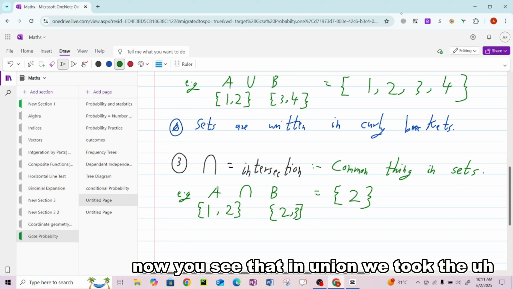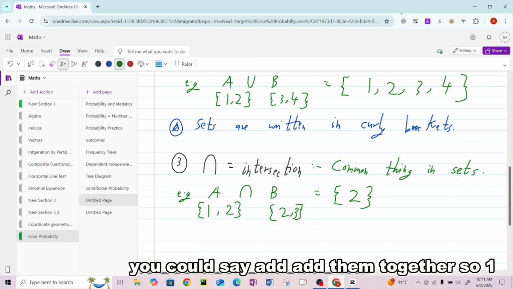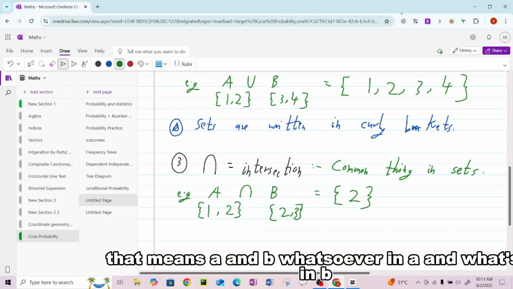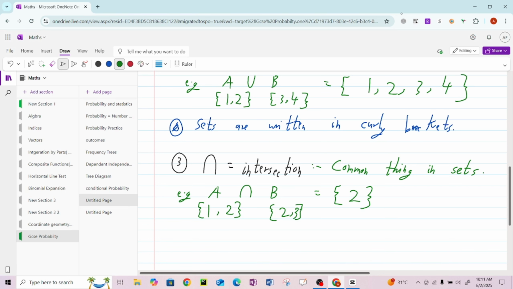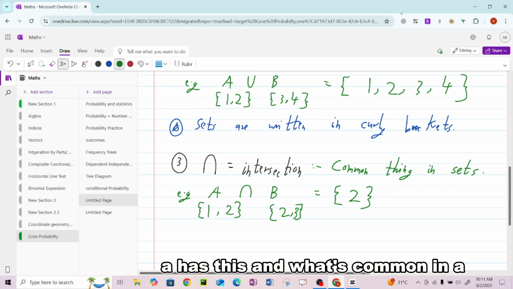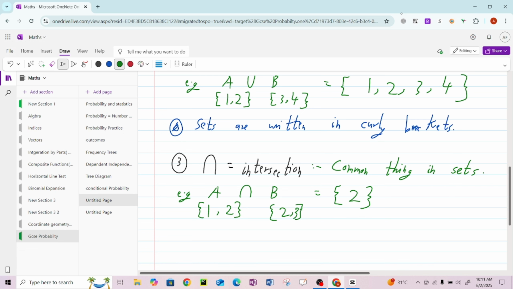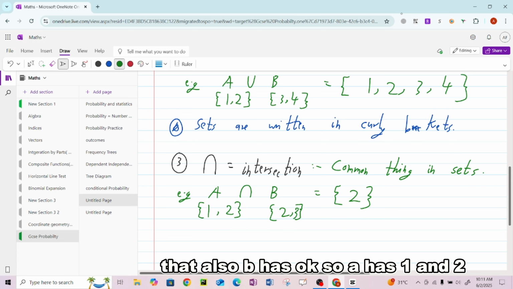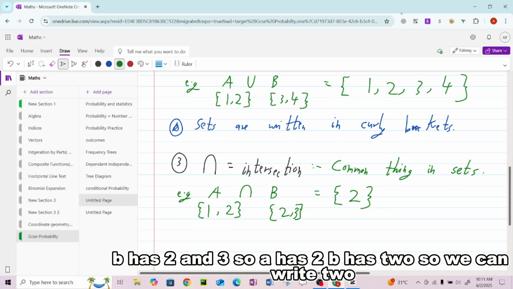Now you see that in union we were adding them together. So 1, 2, 3, put all of them together. That means whatever is in A and whatever is in B. A intersection B means what's common in A that B also has. A has 1 and 2, B has 2 and 3. So A has 2, B has 2, so we're going to write 2.